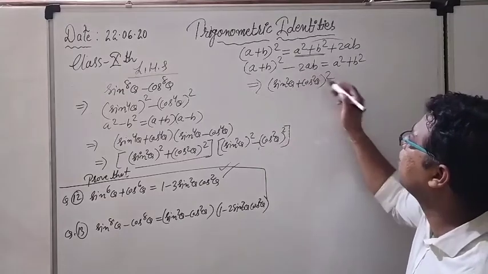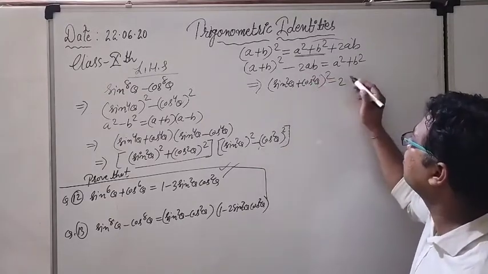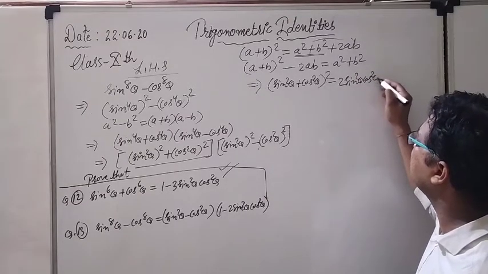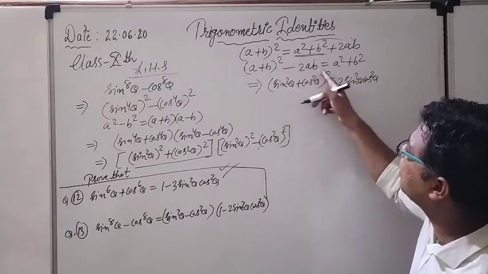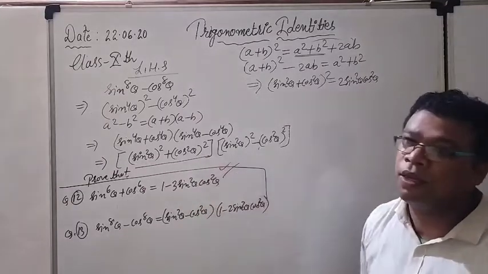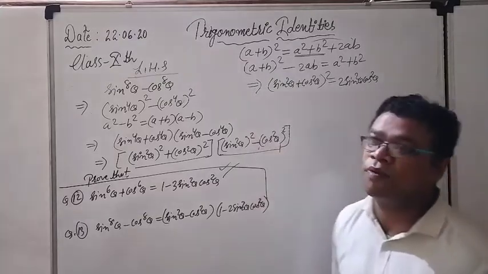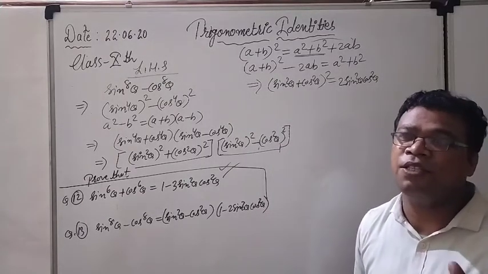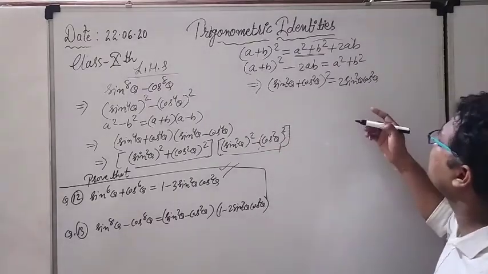In the next step, minus 2ab. ab means the multiplication of both, sin square theta cos square theta. These are the things I have written: (a plus b) whole square minus 2ab in place of this. And for this, it comes in the a square minus b square format. A square minus b square gives me a plus b, a minus b. So it can be written as (a plus b)(a minus b).